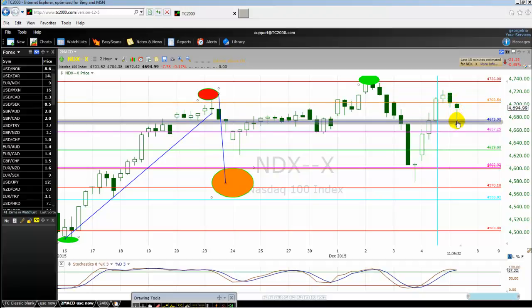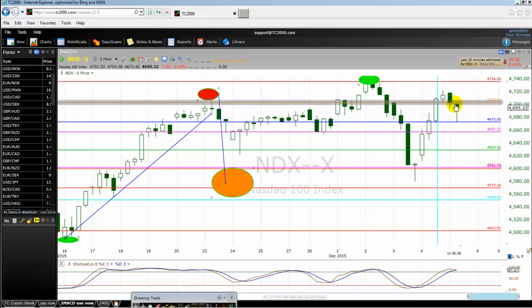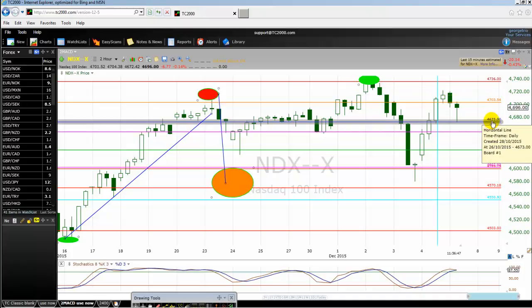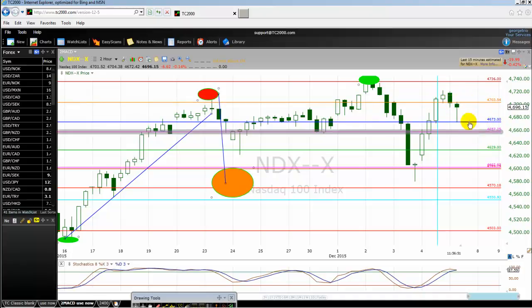The price went down to hit the target, and some traders are buying it now. Beautiful, isn't it? 4703 down to 4673, 4703 down to 4673. That's 30 pips, very fast like this. But I'm still in this trade. I'm not out of this trade yet.